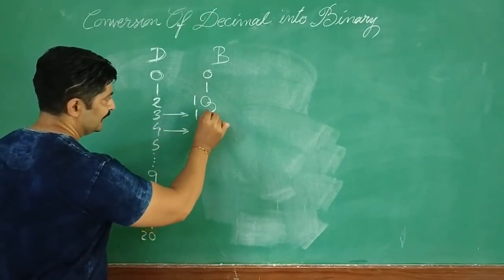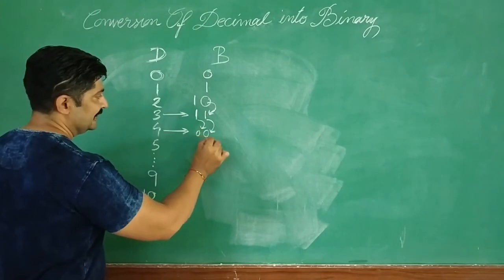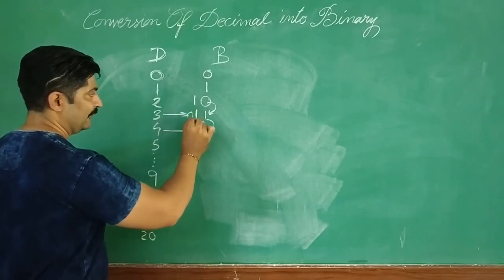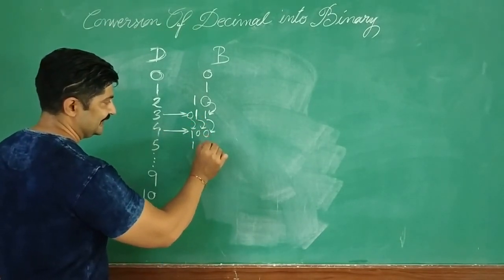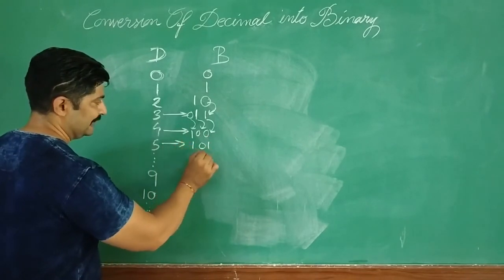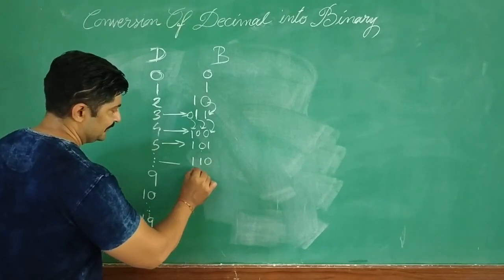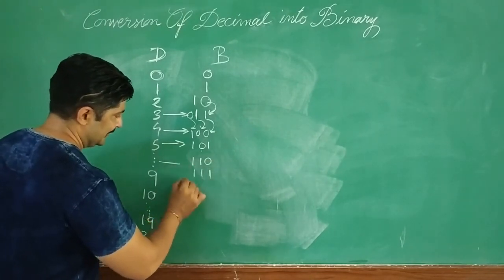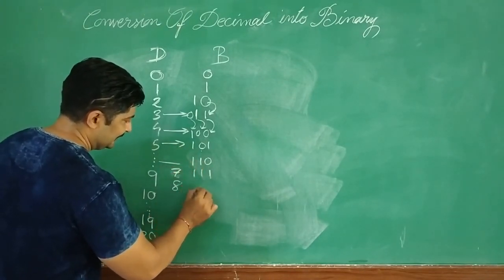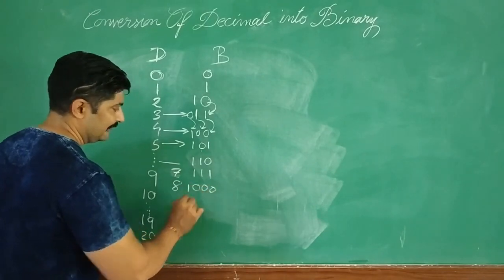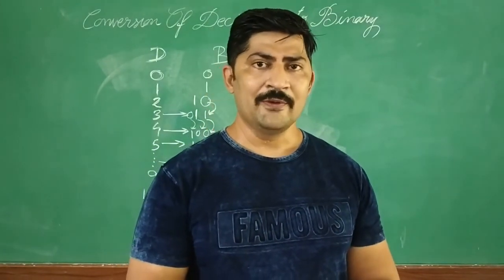Then 4: now these 1s will turn into 0, and the default 0 at the left will be replaced by 1. Again 1, 0 will remain as it is and the last digit will change. So 5 is 101, then 6 is 110, 7 is 111. Then 8 will be 1000 and so on. This is how the binary number system works.